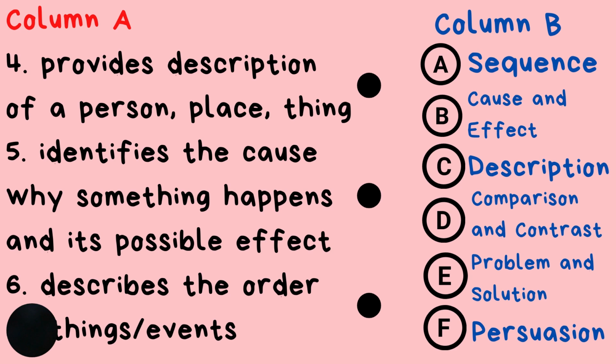Number 4. Provides description of a person, place, or thing. The answer is letter C, description. Number 5. Identifies the cause why something happens and its possible effect. The answer is letter B, cause and effect. Number 6. Describes the order of things or events. The answer is letter A, sequence.